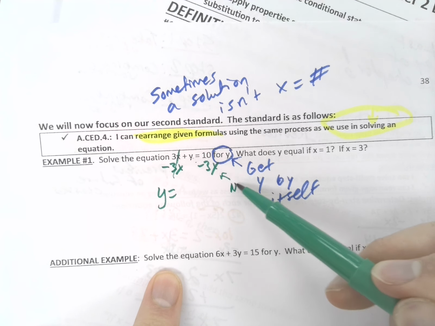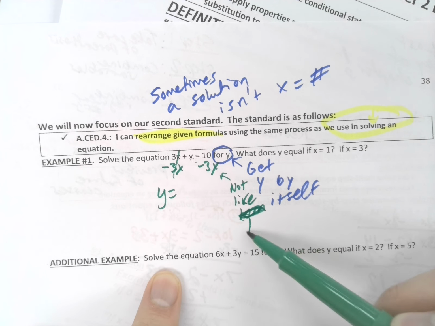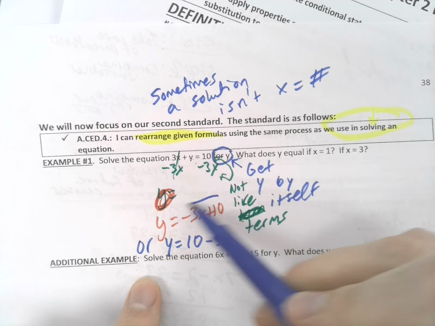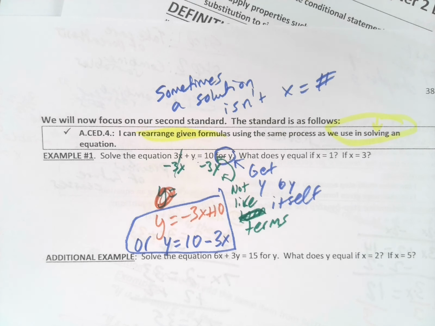Those aren't like terms. 10 and negative 3x, not like terms. So what you're left with is y equals negative 3x plus 10, or you could have written it as y equals 10 minus 3x. And you've solved for y. We know y could be either of these, negative 3x plus 10 or 10 minus 3x.